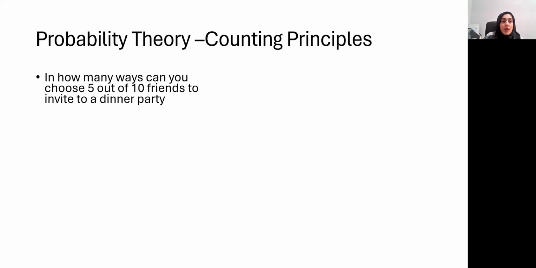Consider another example. In how many ways can you choose 5 out of 10 friends to invite to a dinner party? From this point onwards, we'll see many questions. In every question, before you proceed to the solution, you first need to ask yourself whether the order of items in the sample that we're picking from the pool makes any difference. If it is important, then you will end up using the expression for permutations, because what you form is basically a permutation. But if the order is not important, then it is a combination.